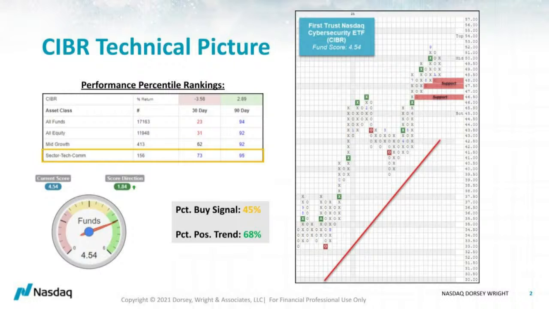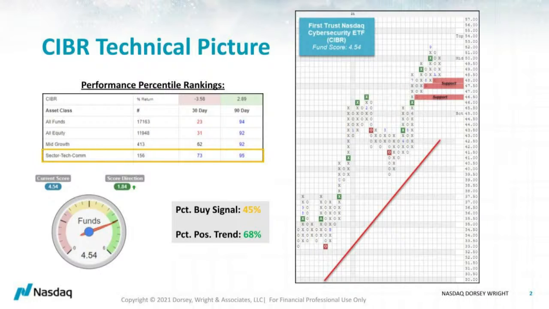Shifting gears to the performance perspective, that particular fund has done very well over a 30-day look back window against the broader technology sector. So even though technology has pulled back a little bit from a broad perspective, cybersecurity still does very well. That translates over to the fund score we have for a variety of ETFs here at the Nasdaq Dorsey Wright Research System. That fund score goes from 0 to 6, 0 being the worst, 6 being the best. Generally, we like to look for 4s or better, and CIBR comes in with a 4.54 fund score, demonstrating strength from a score perspective as well.